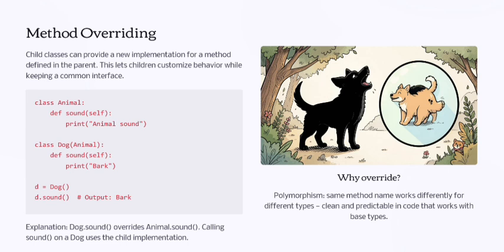So Python checks the object type first. The object is dog, so Python looks for sound inside dog. Since dog has its own method, it executes dog's method. The parent method is not used. This is called method overriding.